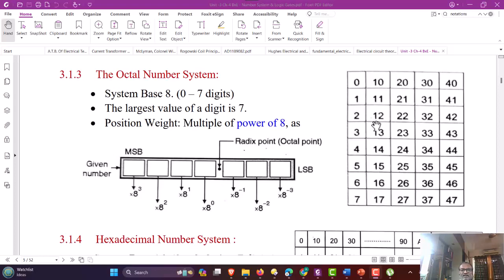The typical number system shown in the table here consists of only 8 symbols, 0 to 7 digits. So the numbers are 0, 1, 2, 3, 4, 5, 6, 7. And after 7, the next number will be 10, then 11, 12, up to 17.